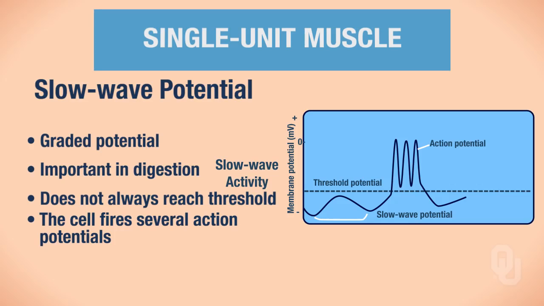Furthermore, the cell is only at rest momentarily. And if the cell does not reach threshold, which a lot of times it doesn't, an action potential will not occur. If the cell does reach threshold, multiple action potentials will occur. This is very different than a pacemaker potential. We will come back to pacemaker potentials when we study the heart and slow wave potentials when we study the regulation of digestion.